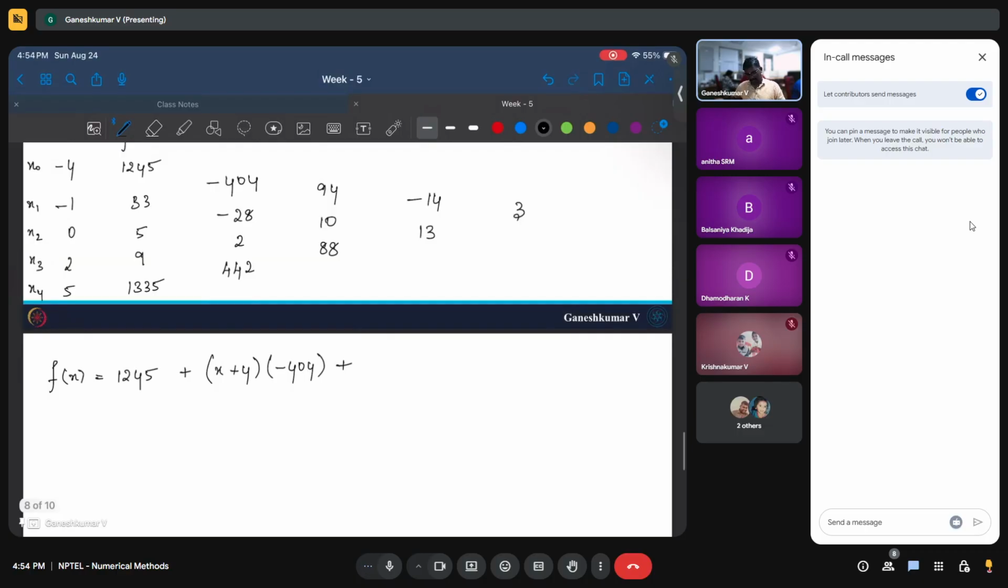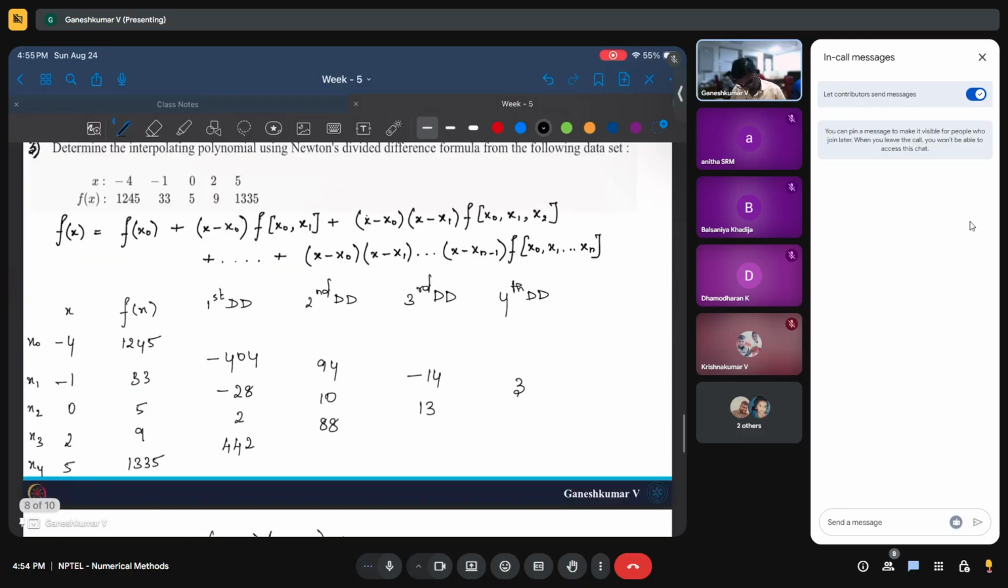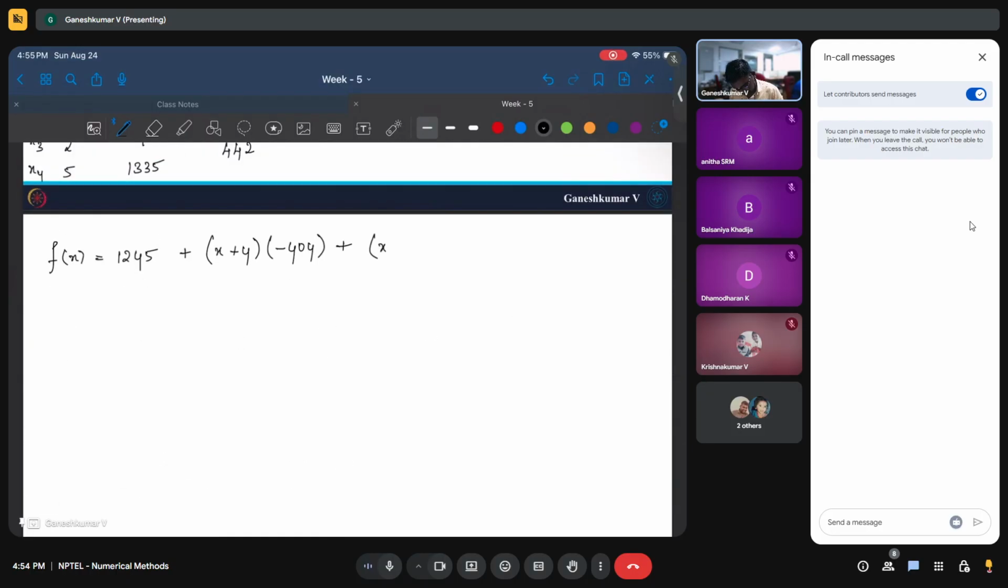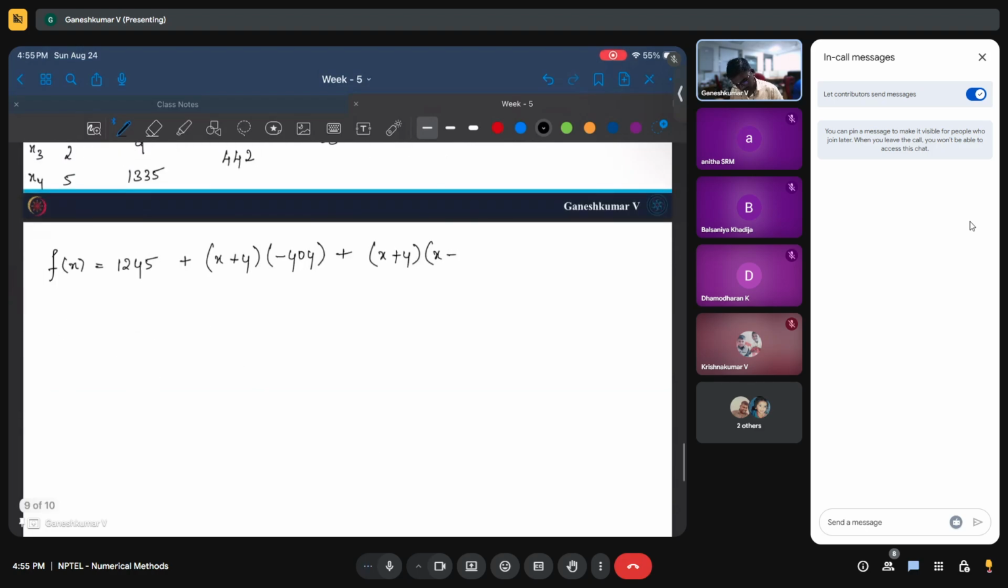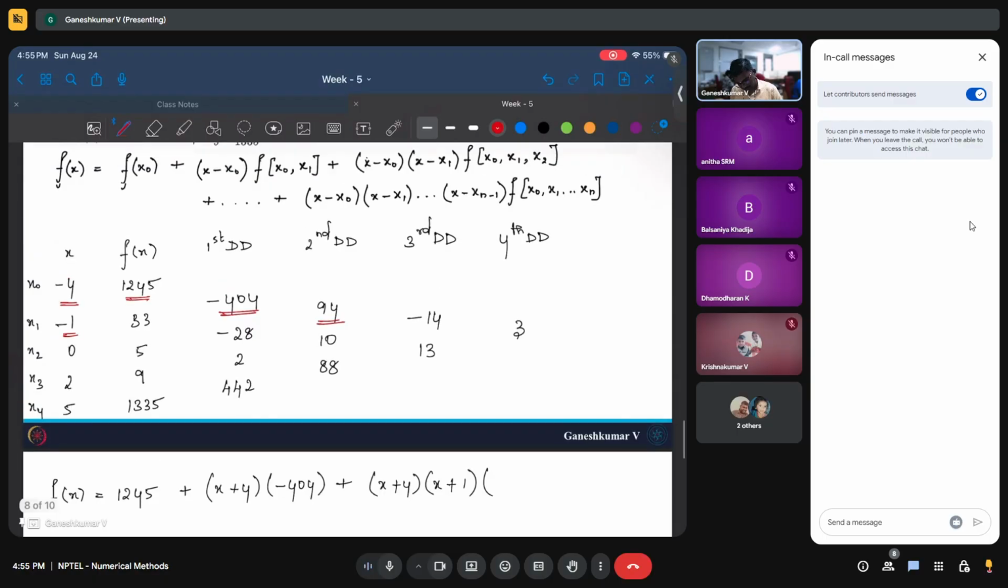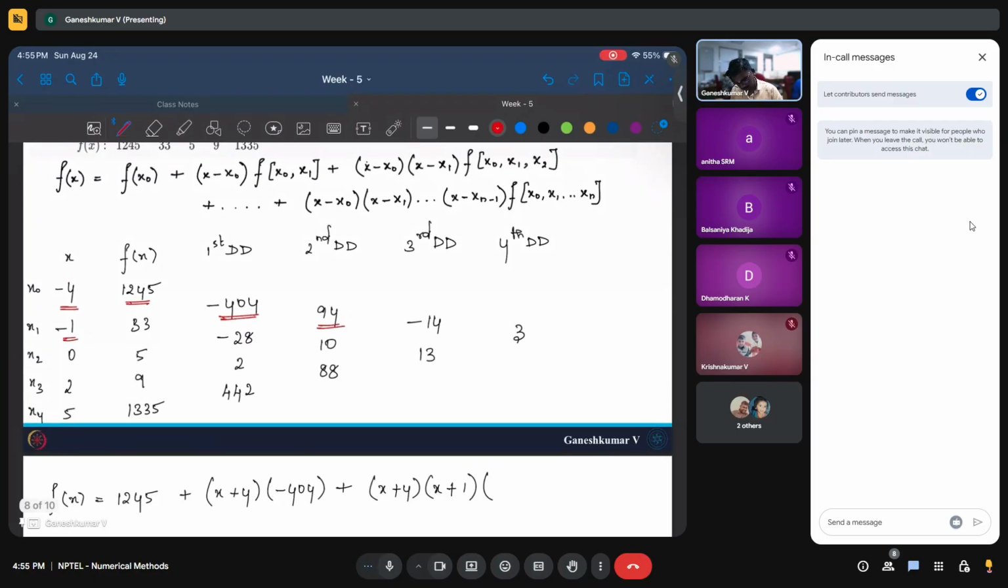plus x minus x naught, x minus x1. So x minus x naught is x plus 4 and x minus x1 is x plus 1, into f of x naught x1 x2, which is this one. So maybe I will mark that now. This is x naught, this is x, these two. So these are the values we used, f of x naught, this value, and then this value, which is f of x0, x1, x2.